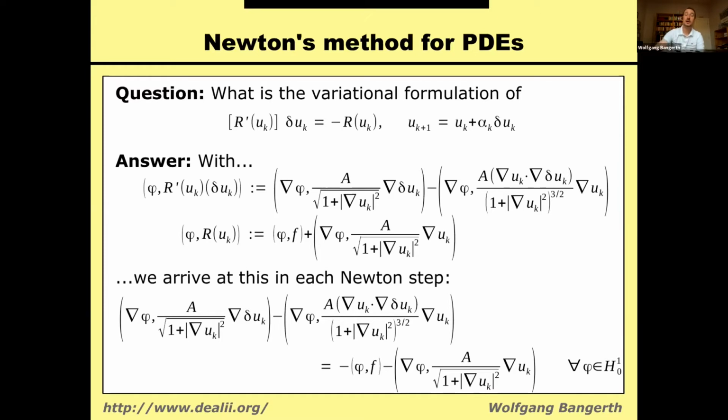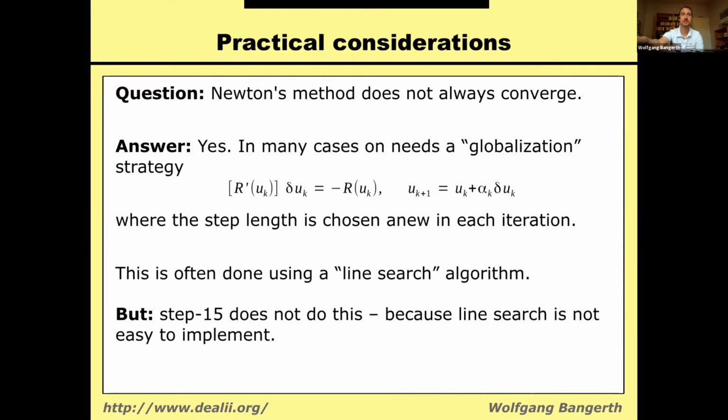So I'm just going to take it for granted that we know what the derivative, this Jacobian matrix, is. But the question I do want to address is this: we know that in Newton's method, if you didn't have this alpha k here, where you just compute the new update as u_k plus delta u_k, that does not always converge. You have to start close enough to the solution for it to converge.